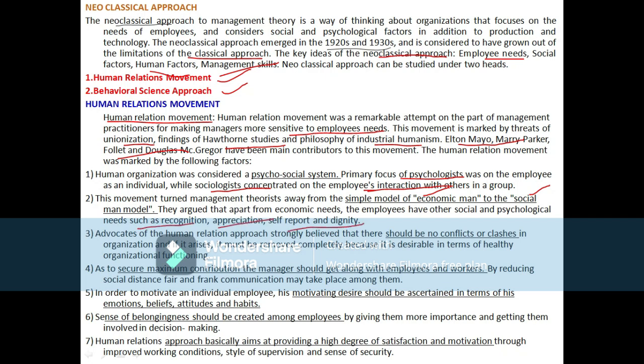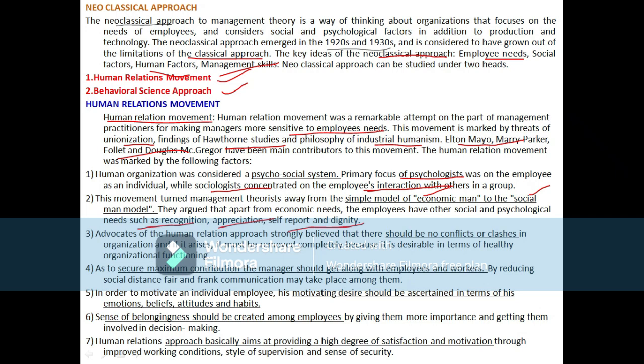Okay, so we have already studied in motivational theories, in Maslow's theory, the physiological needs, basic needs, social needs, then self-actualization needs. Here, appreciation, recognition, self-respect and dignity should all be maintained. So those are considered as the social and psychological needs.